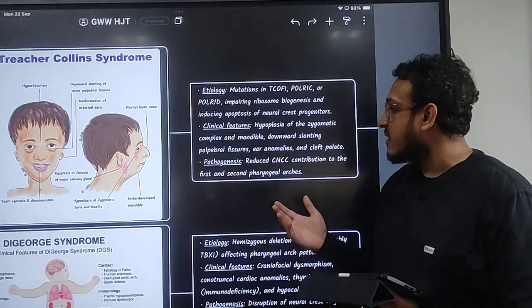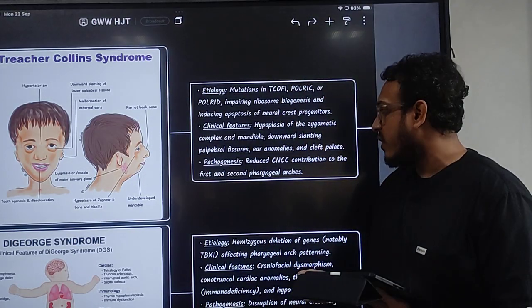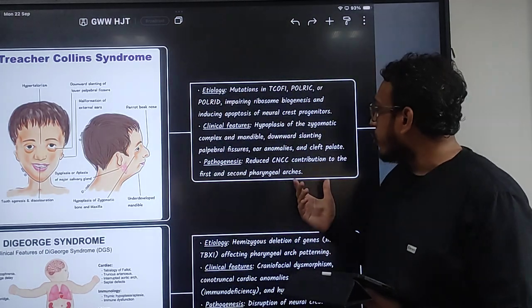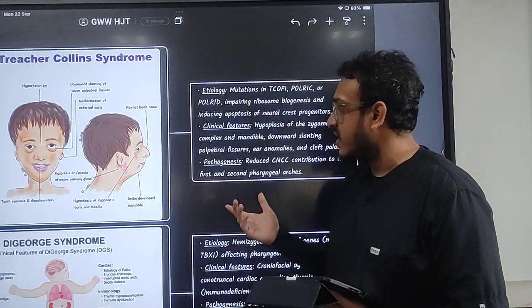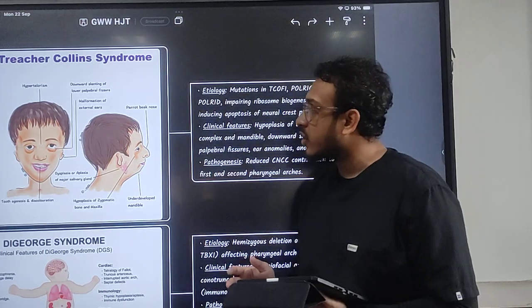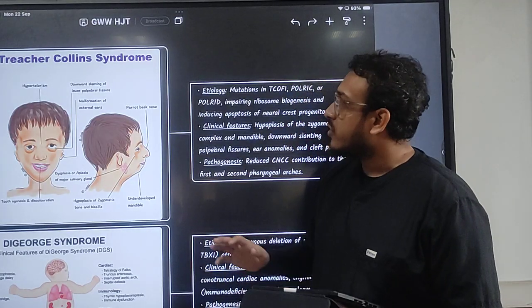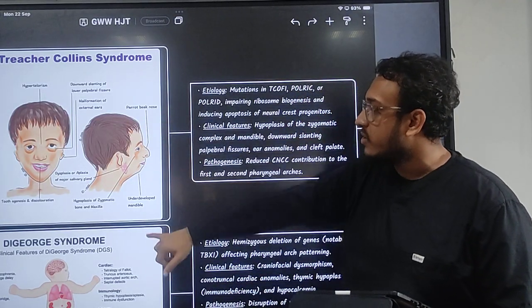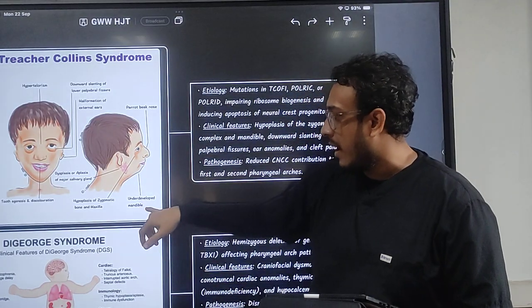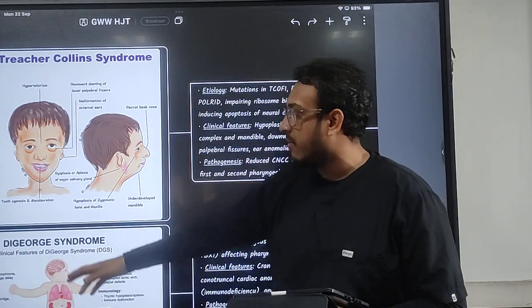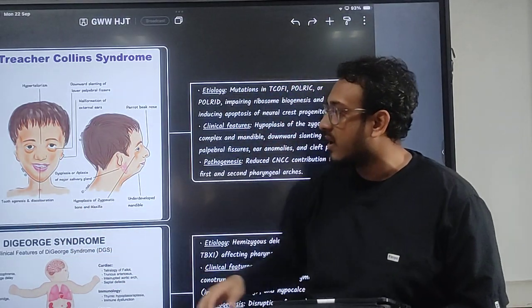The pathogenesis is that reduced cranial neural crest cell contribution to the first and second pharyngeal arches causes Treacher Collins syndrome. Also, there is a parrot-beak nose and an underdeveloped mandible. There might be tooth agenesis and discoloration.